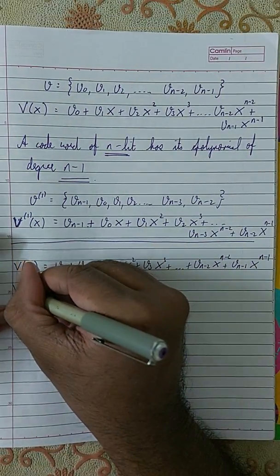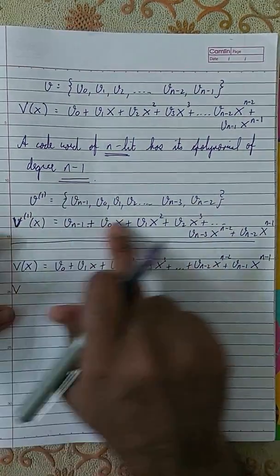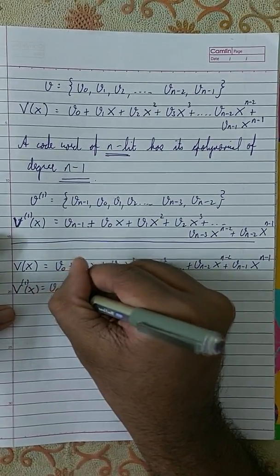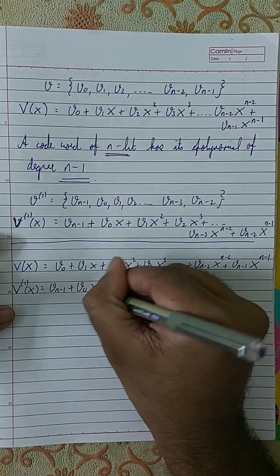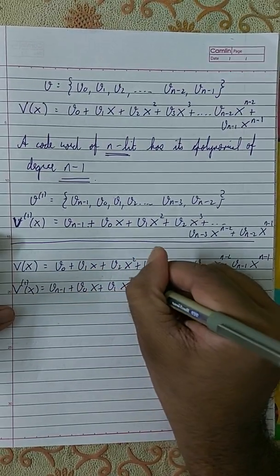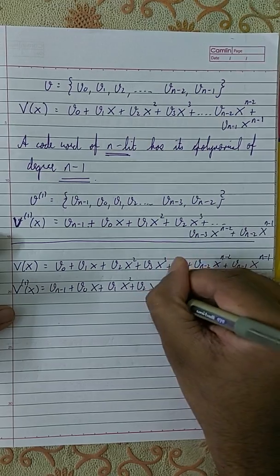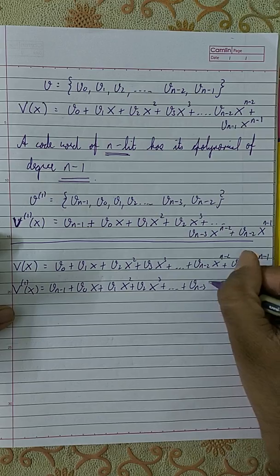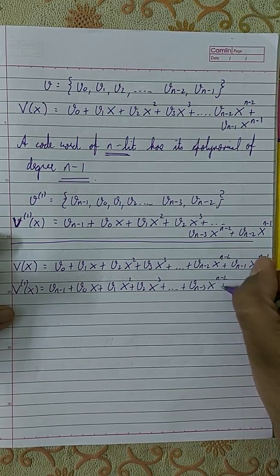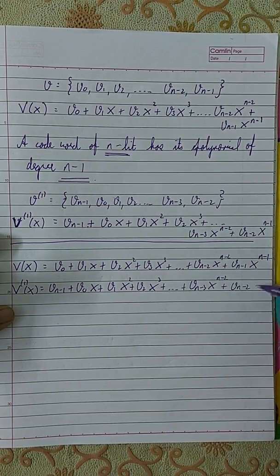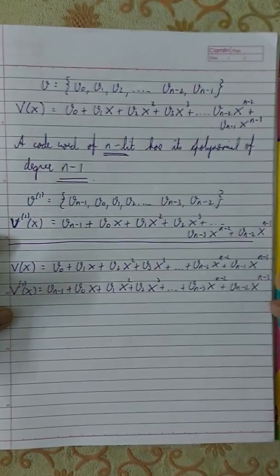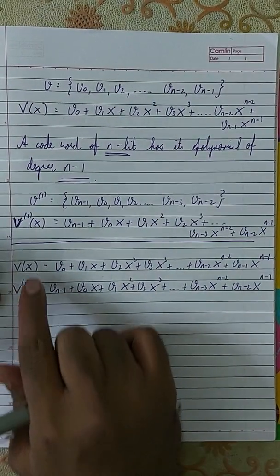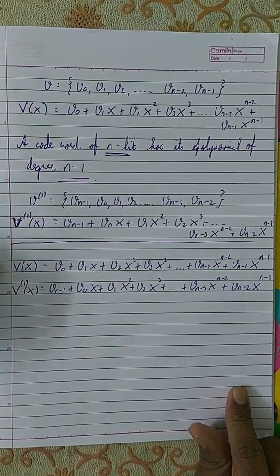Now if I look over here, this is the cyclic shift of this code polynomial, that is v of 1 of x. Okay, I'm going to write this again. This is vn minus 1 plus v0 into x plus v1 into x square plus v2 into x cube plus, and it goes on, plus vn minus 3 into x raised to n minus 2 plus vn minus 2 x raised to n minus 1.